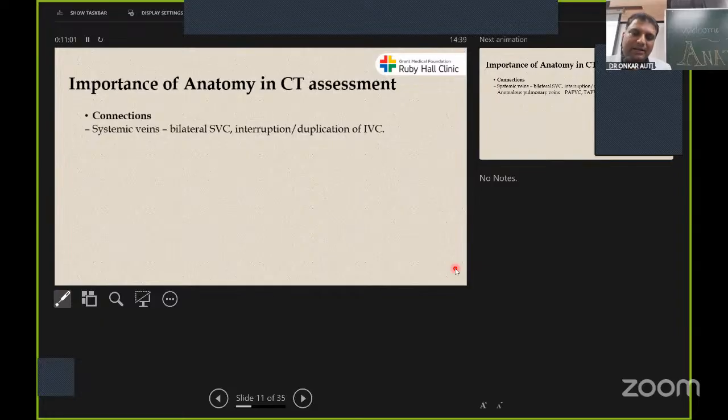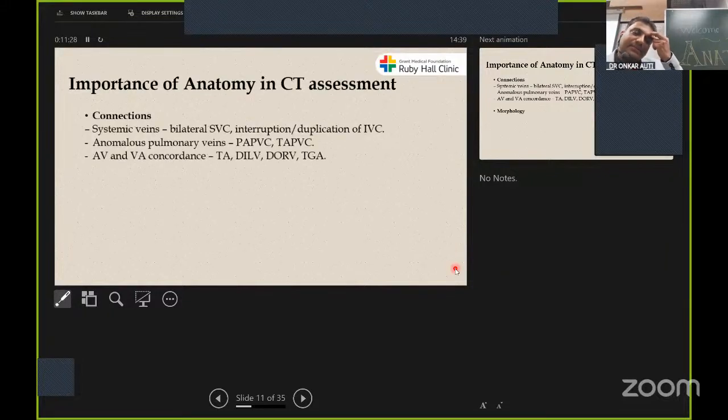Again, there are other anomalies like interruption of IVC and duplication of IVC, which you can pick up when you see the systemic veins. When you see the pulmonary veins, you can pick up anomalous pulmonary venous drainage, which can be PAPVC, partial anomalous pulmonary venous drainage, or TAPVC, total anomalous pulmonary venous drainage. The obstructed TAPVC is rather a neonatal surgical emergency where you have to make decisions very fast, within hours.